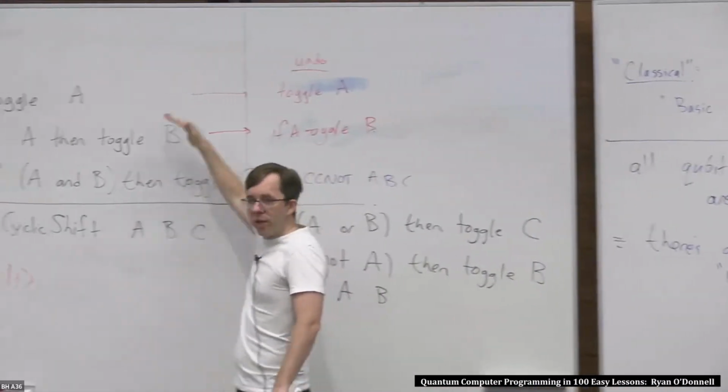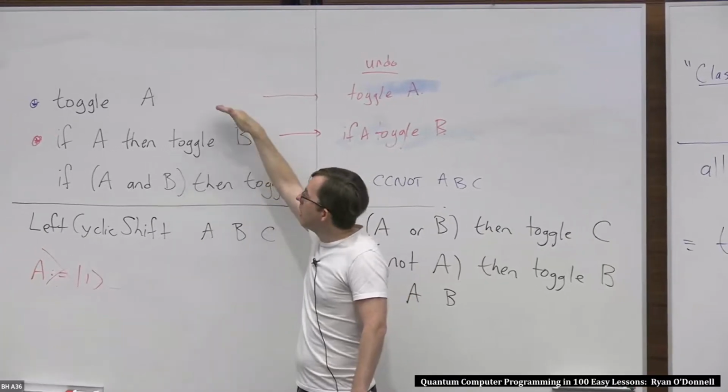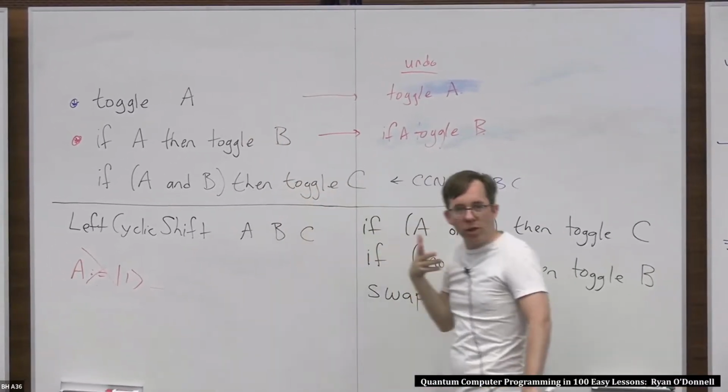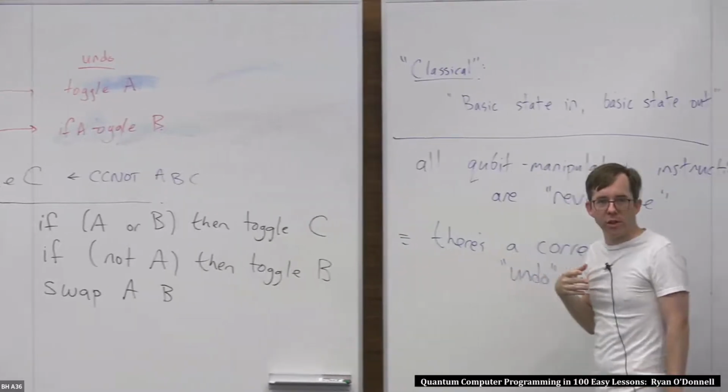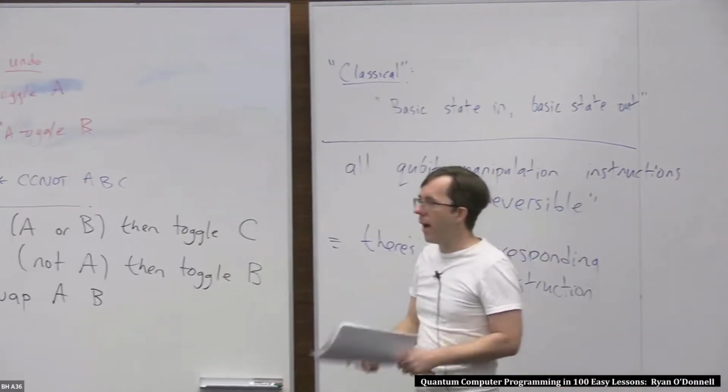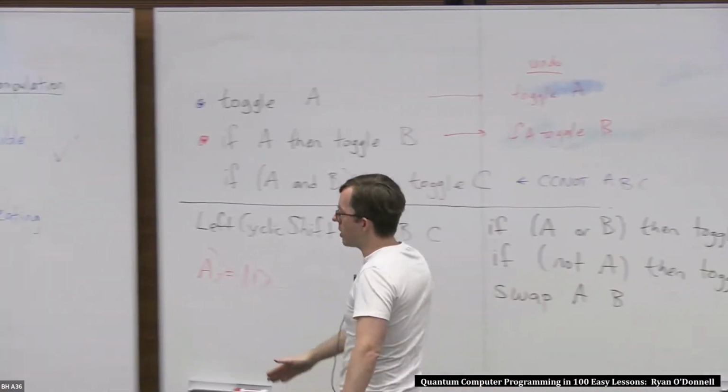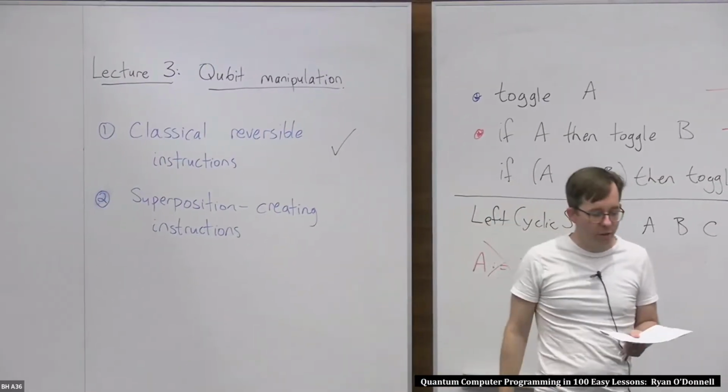but it's kind of like the analog of the truth table for these instructions. And sometimes we'll call it the path diagram for these instructions, or you can also call it the matrix representation of these instructions. Okay, so I'm going to go through that, and that'll be useful when we start to talk about superposition creating instructions.